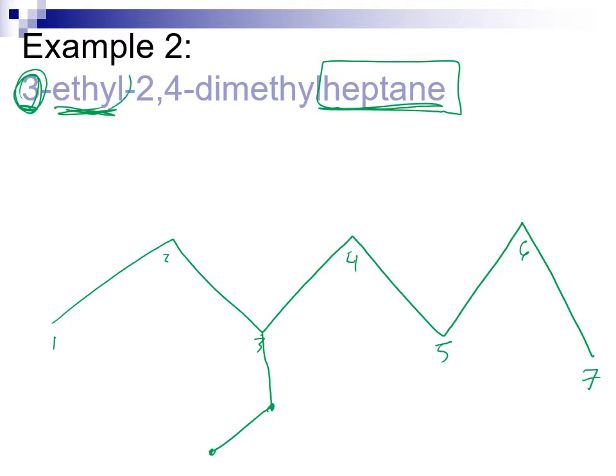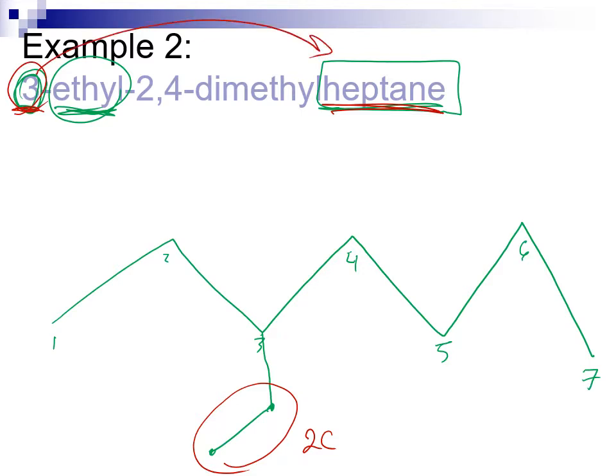That is my ethyl branch. So if I circled it, this is an ethyl branch. It consists of 2 carbons, and they are on my third carbon of heptane. So the numbers are referring back to where on the parent the different branches are.